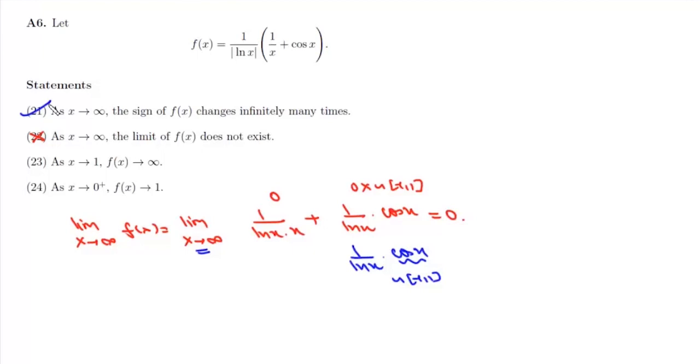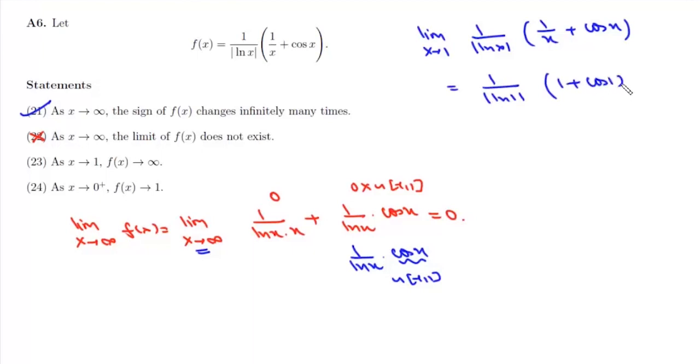The 23rd is: as x tends to 1, f(x) tends to infinity. Now if we take this limit, x tends to 1 of 1 upon mod log x into 1 upon x plus cos x. Now it will be 1 upon mod log 1, and this is 1 plus cos 1. Now 1 plus cos 1 is positive.